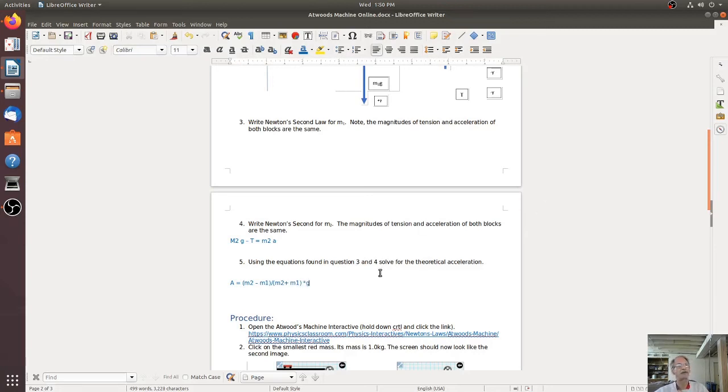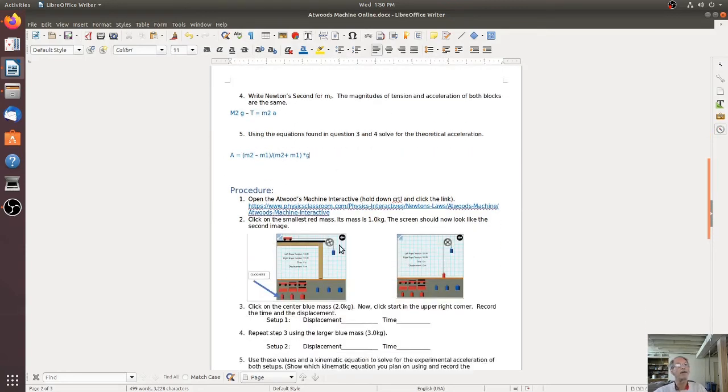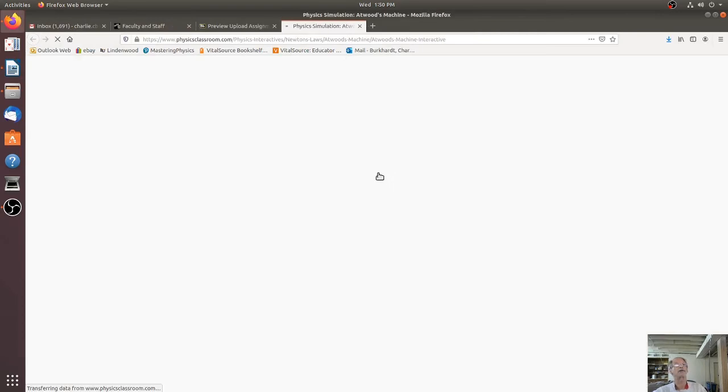That should be the answer you get when you solve these equations in 3 and 4. All right, now we're going to go to the actual experiment. We're going to need this equation here, I think, A. For A, open Atwoods Machine, hold down Control and click this. So it should open up in a Control click. I just did it.